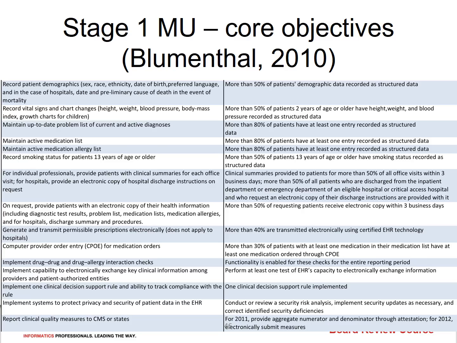This slide lists the core objectives for stage 1 of meaningful use. You see in the middle that there is one objective that does not apply to hospitals, so it only applies to eligible professionals, the generation and transmission of electronic prescriptions. But otherwise, these are the core objectives for eligible professionals and eligible hospitals for stage 1 of meaningful use.